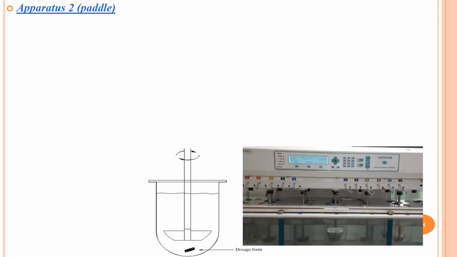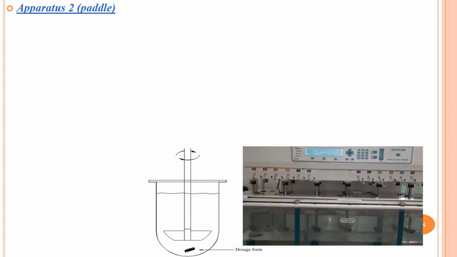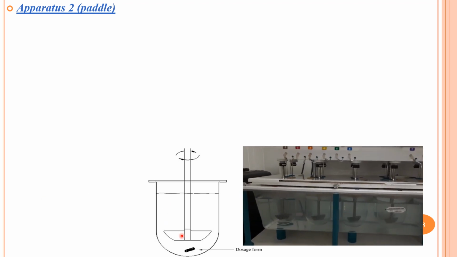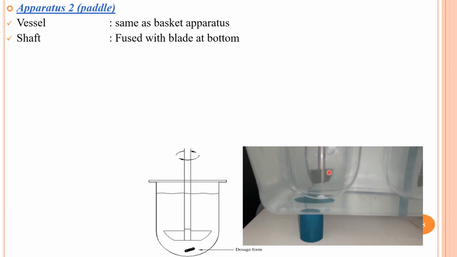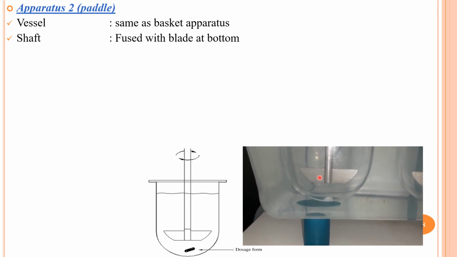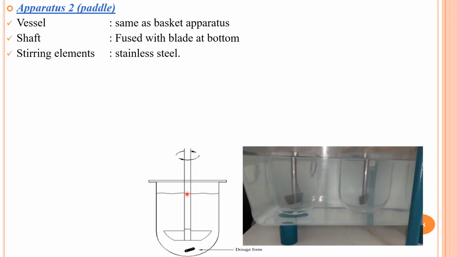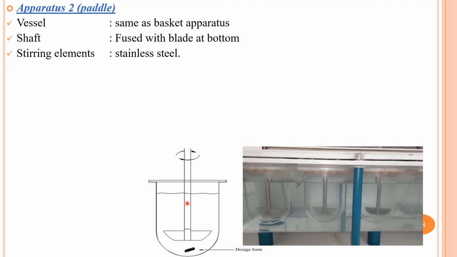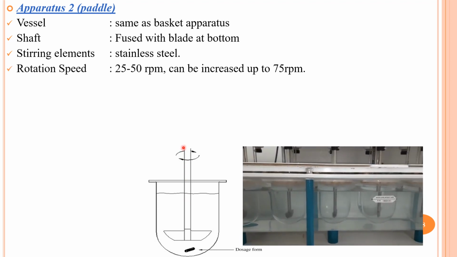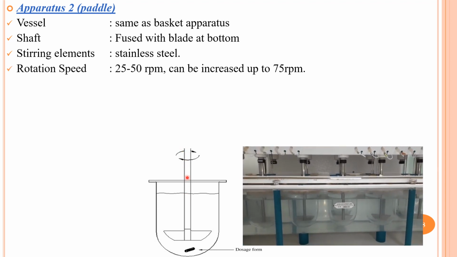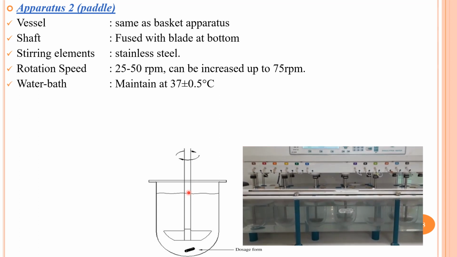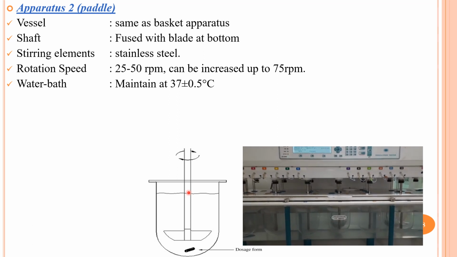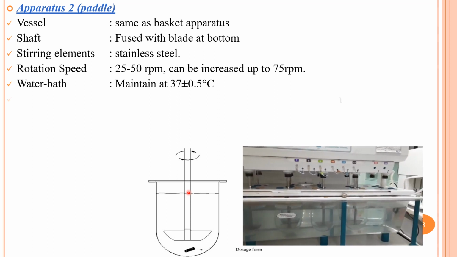In dissolution apparatus 2, that is paddle, it consists of a vessel which is made up of borosilicate glass and have a capacity of 1000 ml. It has a fused shaft with a blade at the bottom. It consists of a stirring element which is made up of stainless steel and have a rotational speed of 25 to 50 rpm which can be increased up to 75 rpm. The water bath is maintained at the temperature of 37 plus minus 0.5 degrees Celsius.